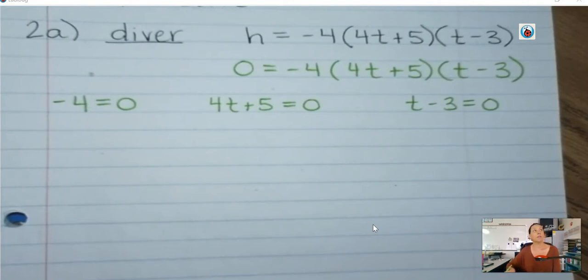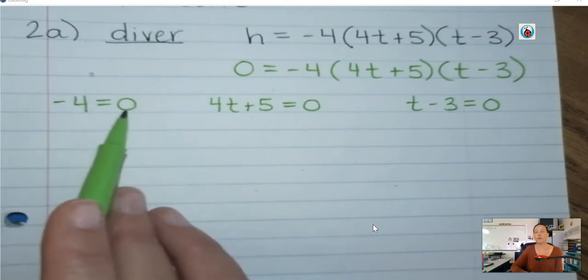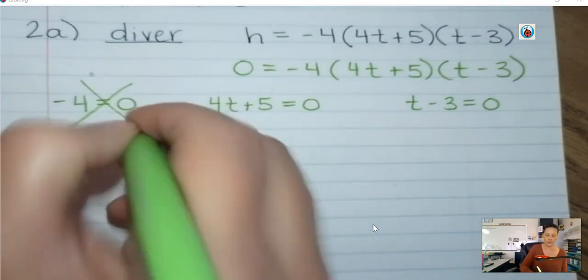Again, we're talking about a diver diving into the water, and how many seconds does it take? So -4 equals 0, no. The number -4 is not the same as the number 0. So that just doesn't make sense.